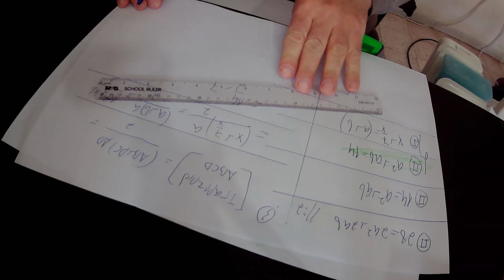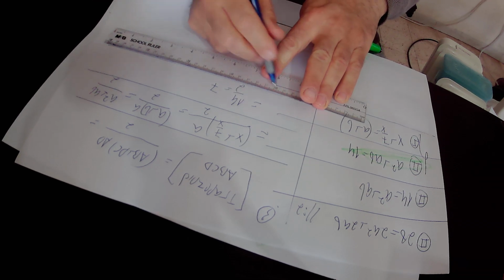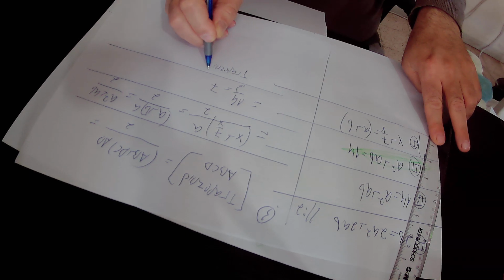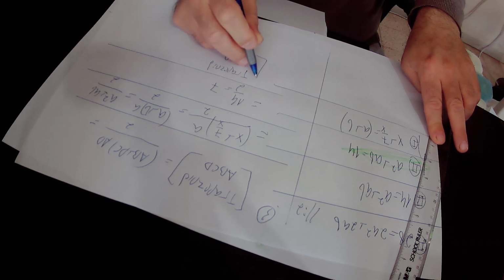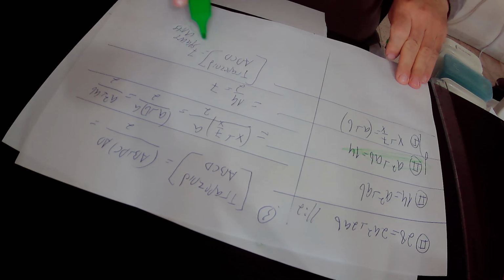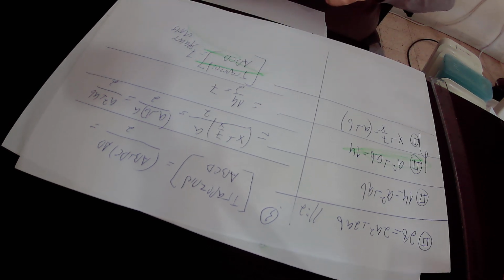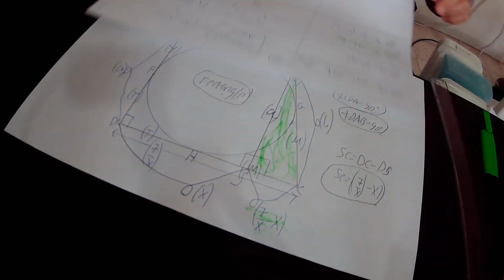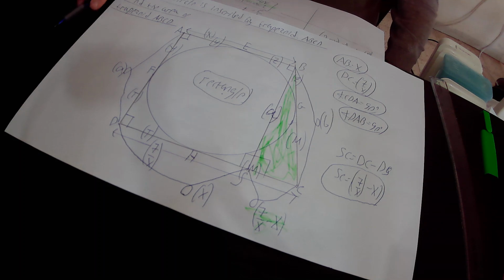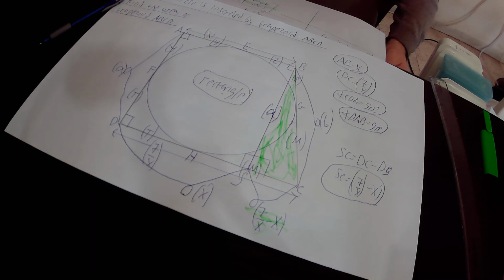In conclusion, we found that the area of trapezoid ABCD equals 7 square units. And that is the answer to the question. I repeat again: the area of this trapezoid ABCD equals 7 square units. So in the next step, I will summarize the lecture.